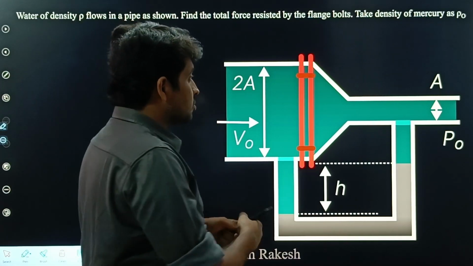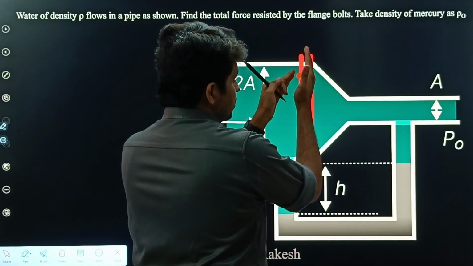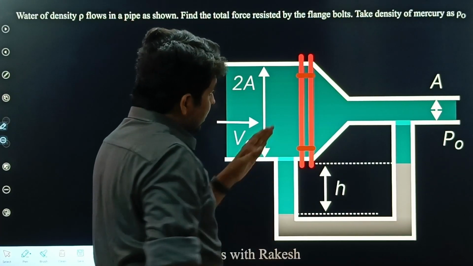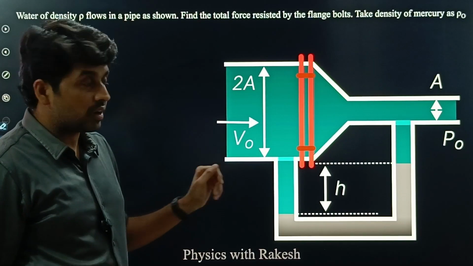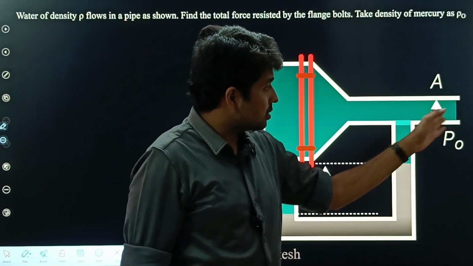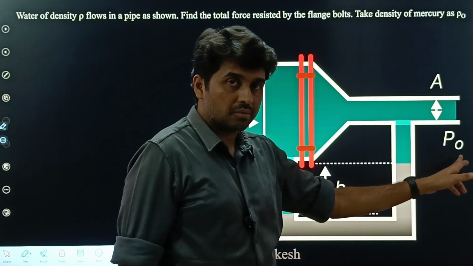Suppose this liquid is pushing this part, so this bolt will be applying a force in this direction to keep it still. So what is that force, we need to find. Also, another thing that he has given is that this is open to the atmosphere, so here the pressure is P naught.